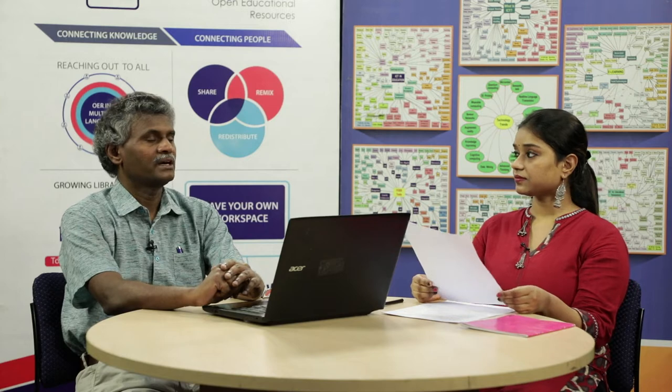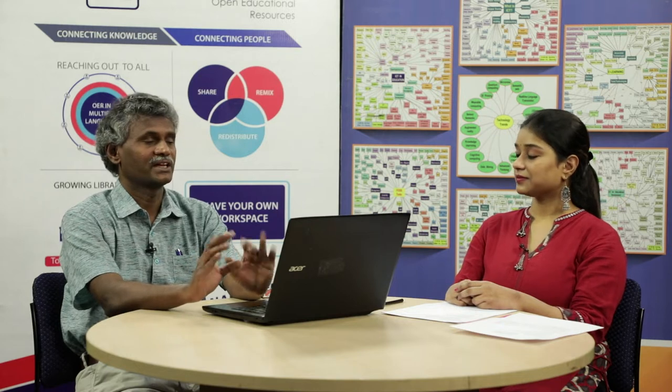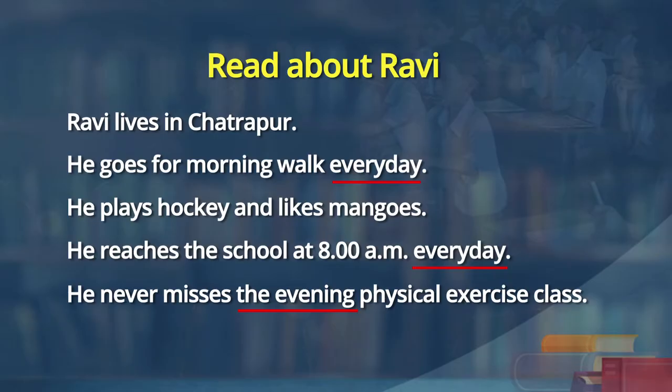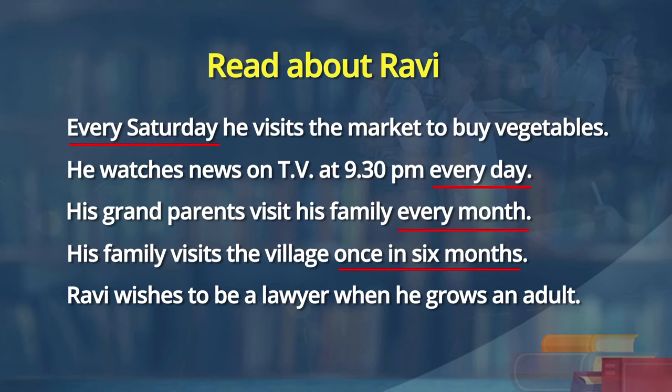Very good. Now, let me also read out, learners, for your listening as well as noticing something. As I read out, please notice the underlined words or phrases. Ravi lives in Chhatarpur. He goes for morning walk every day. He plays hockey and likes mangoes. He reaches the school at 8 a.m. every day. He never misses the evening physical exercise class. Every Saturday, he visits the market to buy vegetables with his parents. He watches television news at 9:30 p.m. every day before going to bed. His grandparents visit his family every month. His family visits the village once in 6 months. Ravi wishes to be a lawyer when he grows up.